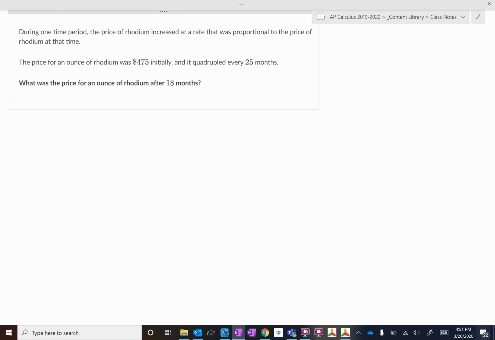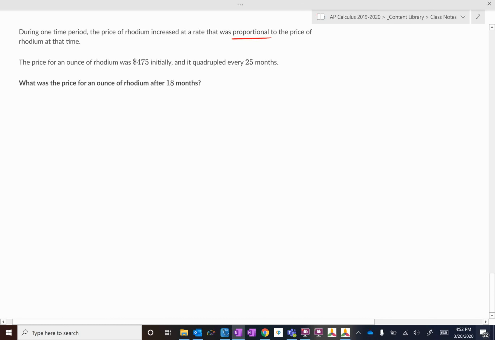So in this case, the question says, during one time period, the price of rhodium increased at a rate that was proportional to the price of rhodium at that time. In the previous video, we talked about how to write proportional growth differential equations. The price for an ounce of rhodium was 475 initially, and it quadrupled every 25 months. What was the price for an ounce of rhodium after 18 months?